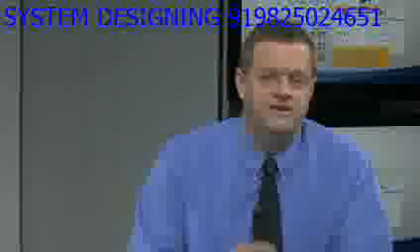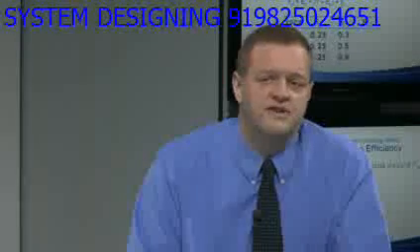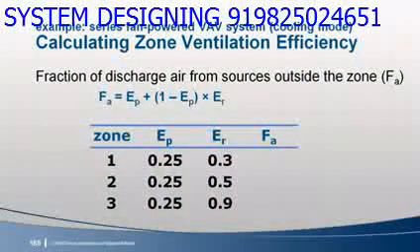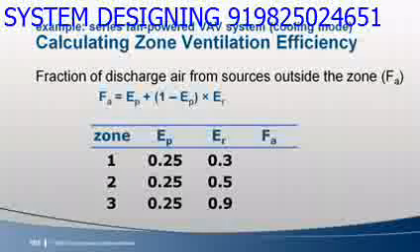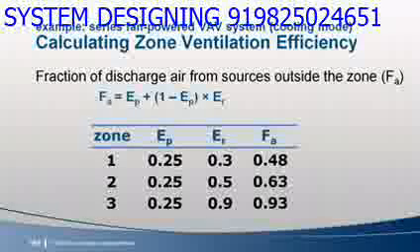Now, getting back to our series fan powered VAV example. With our assumptions for E sub R, we can now solve the equation to calculate F sub a for each of the 3 zones. Zone 1, which has the lowest value for E sub R, results in the lowest value for F sub a at 0.48. For Zone 2, it's 0.63, and 0.93 for Zone 3.